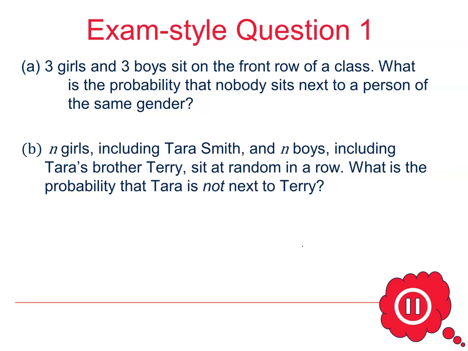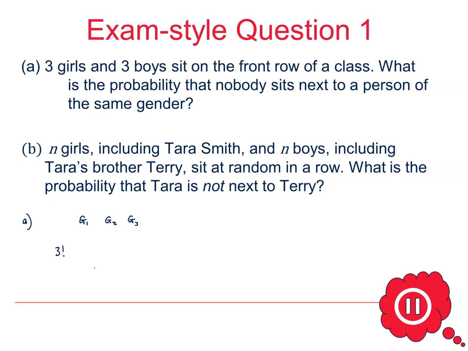Here's your first example. Pause the video while you have a go at this question. OK, for part A, let's start by considering the girls. I've got girl 1, girl 2 and girl 3. There are 3 factorial ways of arranging them.